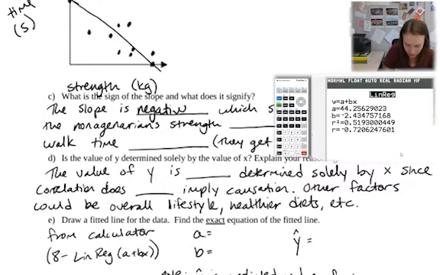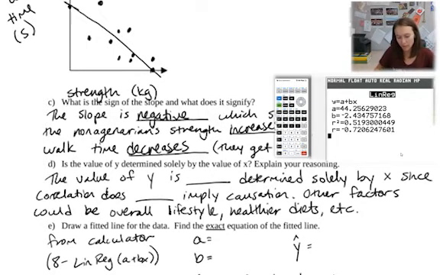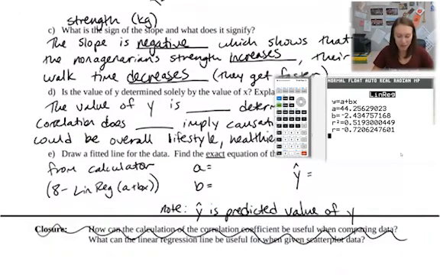And it says, what does it signify? So now in context, what does that mean? Well, it shows that as the nonagenarian's strength increases, their walk time decreases. So it doesn't have to be super fancy. I wrote that it makes them go faster, which is good. They get faster.